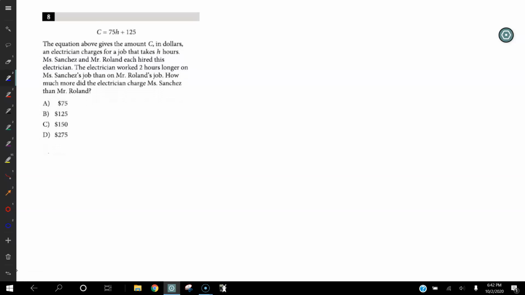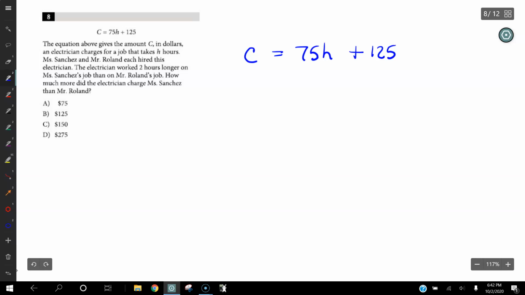Number 8, the equation above gives the amount C in dollars an electrician charges for H hours. So we have C equals 75 per hour plus 125. So 125 must just be to show up and look at the job. C was the cost. And so 2 people hire the electrician, and the electrician worked 2 hours longer on Sanchez's job versus Roland's job. So how much more did the one job charge than the other?